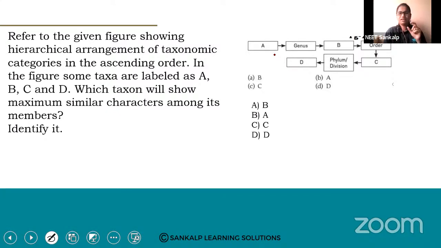Refer to the given figure. Here a figure is given, a flow chart, right? So refer to it showing hierarchical arrangement of taxonomic categories. Showing hierarchical, meaning from smaller to bigger, given in ascending order, right?